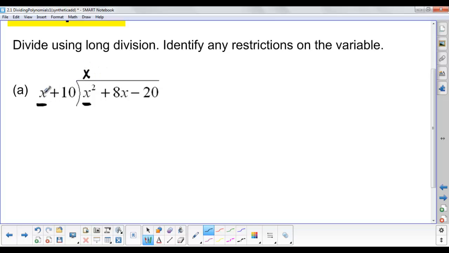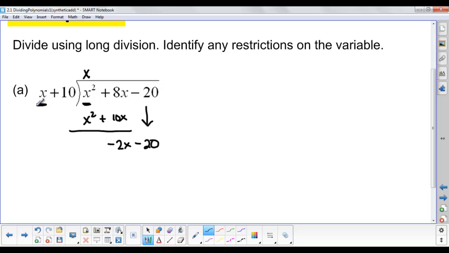So x times x and x times 10. And now we subtract. X squared take away x squared is 0. 8 take away 10 gives us negative 2. And just like last time, we bring down the next number. And we repeat the process.